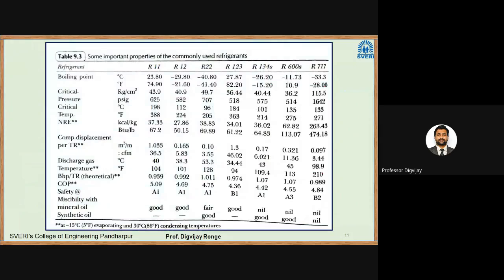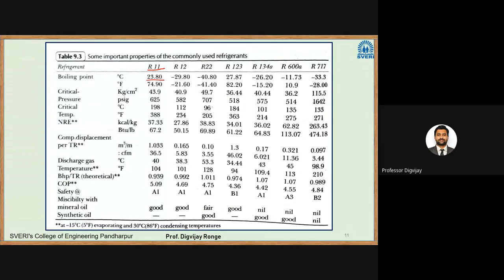Okay, so I'll show you the table related to thermophysical properties first, and then we'll see a table related to ODP, GWP, and toxicity. This table will give some thermophysical properties of a refrigerant. If I take R11, its boiling point is 23.8. Okay, so it is not very common to us.